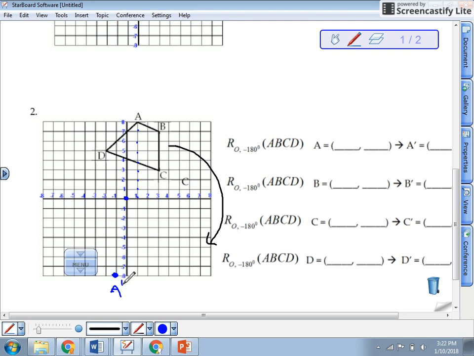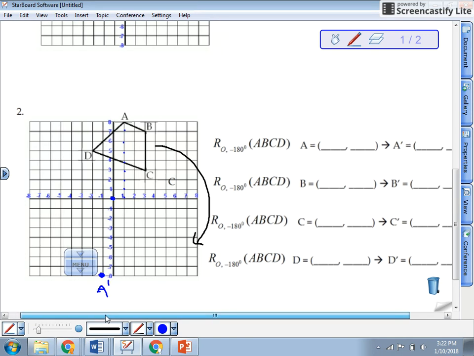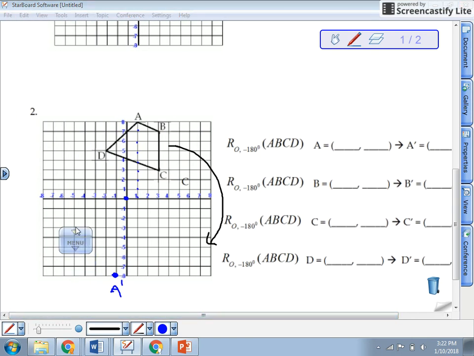Oops, over 7 over 3, which is right here. There's my new B prime. C prime, down 3 over 3. So I'm going to go down 3 over 3. There's my C prime. And then D, I went down 3 over 2. Down 5, 1, 2, 3, 4, 5 over 2. So I got to go down 5 over 2. There's my new D prime.